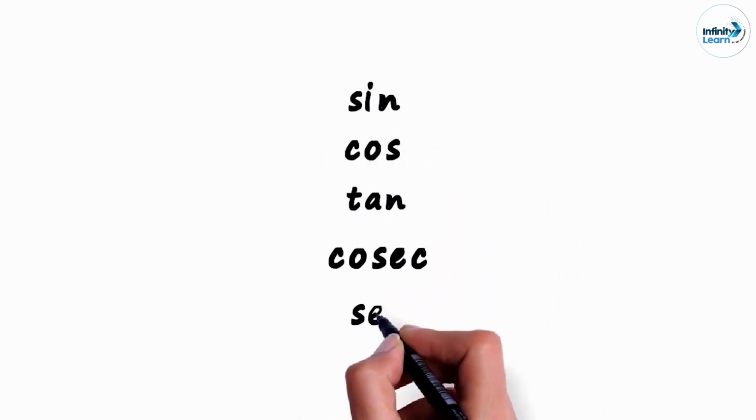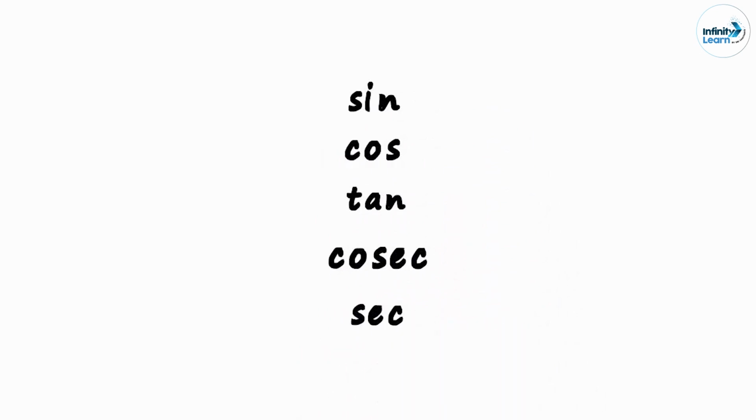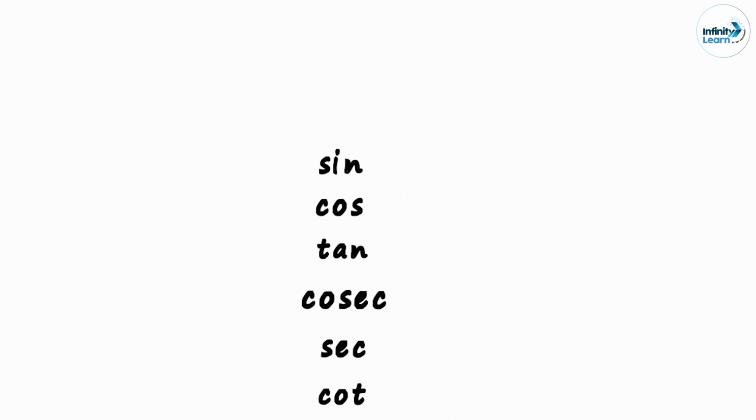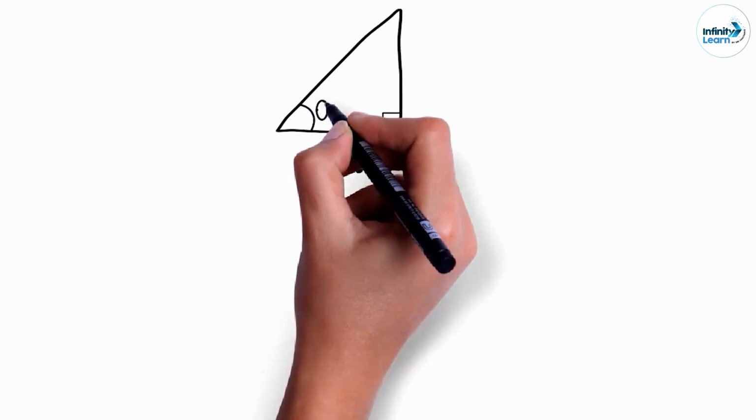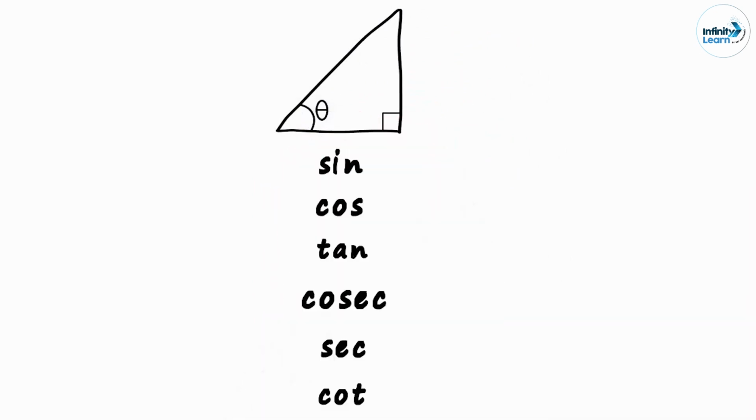We have seen different functions in trigonometry. Functions like sine, cos, tan, cosec, which is the reciprocal of sine, sec, the reciprocal of cos, and cotangent, which is the reciprocal of tan. The formulae we learnt were with respect to a right triangle in which we had this angle theta. We learnt formulae for sine theta, cos theta, and the rest.